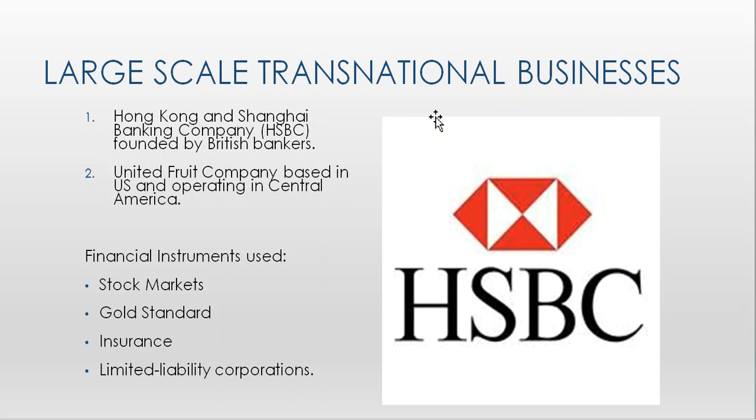And lastly, we have large-scale transnational businesses coming out now. We have the Hong Kong and Shanghai Banking Company. It's called the HSBC. It is still around today. This is their logo today. It was founded by British bankers. We have the United Fruit Company. It was based in the U.S. Of course, they were operating in Central America because that's where all the fruits were. And then we have financial instruments used, like the stock market that starts to emerge. We have the gold standard. We have insurance. And we have limited liability corporations.